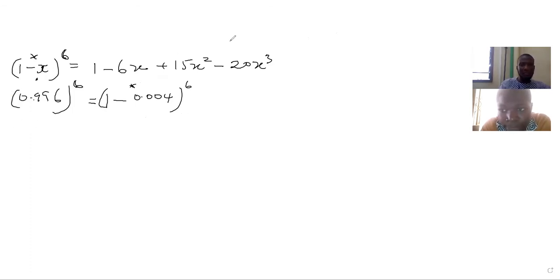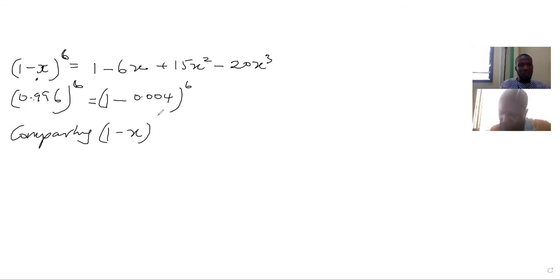So we will say that, comparing 1 minus x all power 6, because we are just doing it to the fourth exponent, we will just compare this one 2 to 4, because the question didn't ask us to expand the whole thing but just to the fourth term.